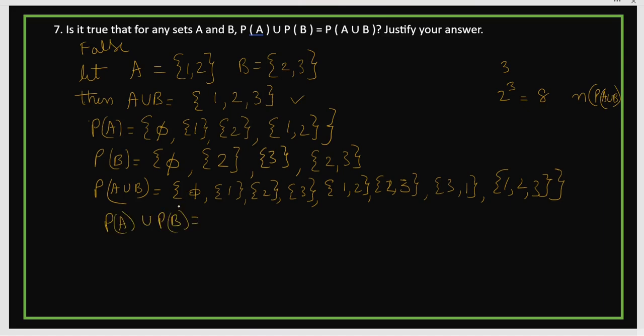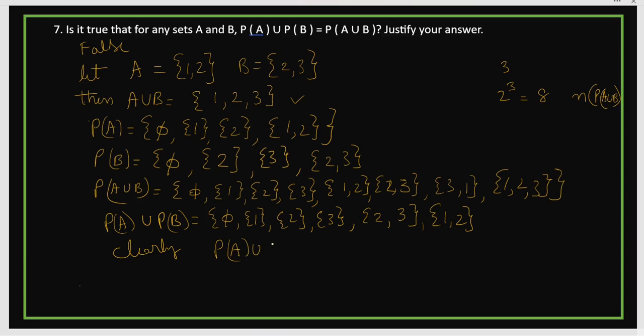What is PA union PB? Null set, {1}, {2}, {3}, {2, 3}, {1, 2}. {2} is common, so take it only once. Also, I forgot {1, 2}. So, all these elements are there. Clearly, P(A) union P(B) is not equal to P(A union B). Right? So, it is not equal.